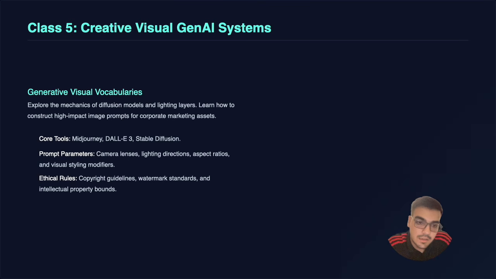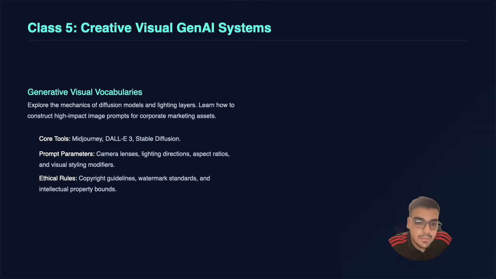Okay, moving on, our class 5 focuses on generative visual systems. As future professionals, you will frequently need to create high impact visual assets for pitch decks, marketing reports, or product presentations. On the left, we cover generative visual vocabularies. You will learn how diffusion models work to translate text into high resolution images. We will explore core visual engines like Midjourney, DALL-E 3, or Stable Diffusion.